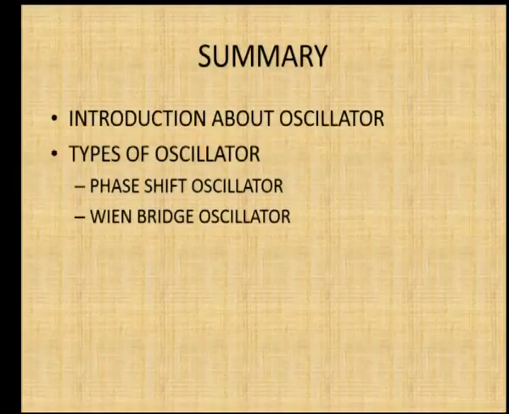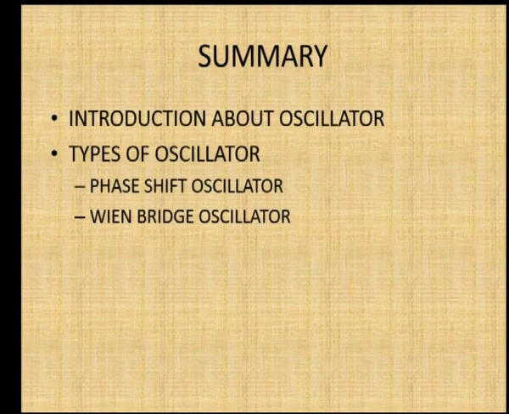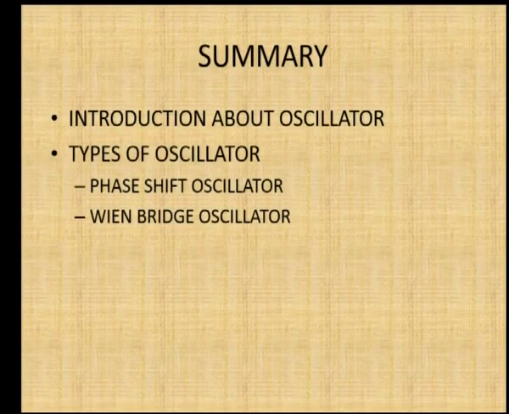But the oscillator must satisfy two criteria, the Barkhausen criteria. And what is the Barkhausen criteria? It is modulus of A beta is equal to 1 and the phase shift between the input and output is 0 or 360 degree. And we have seen the types of oscillators.